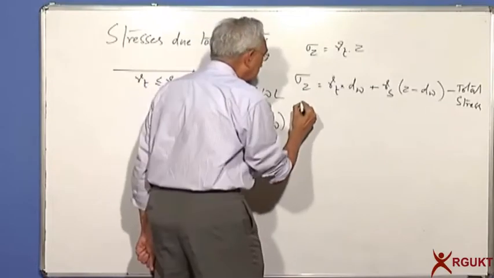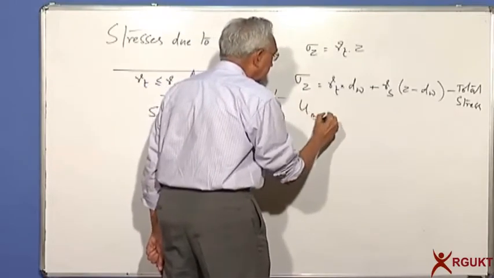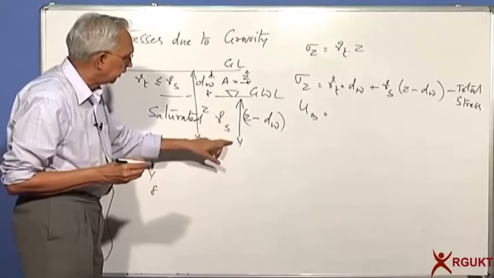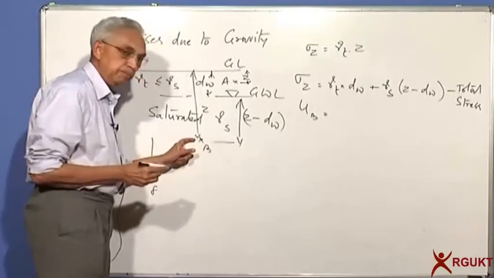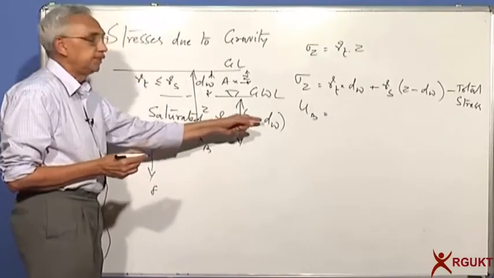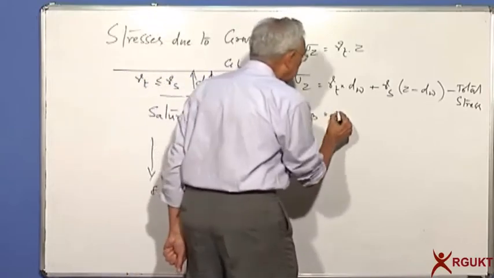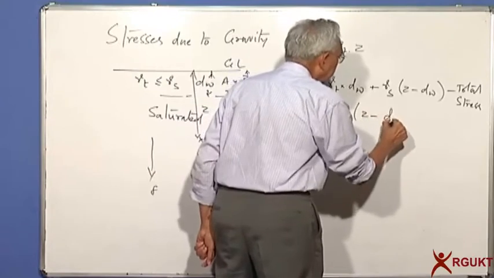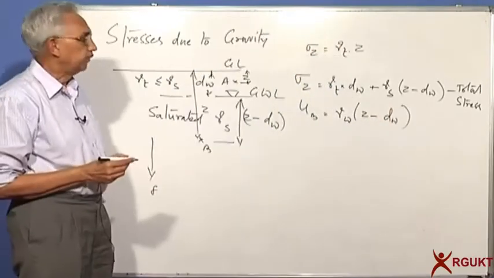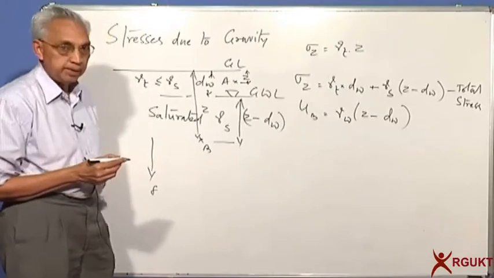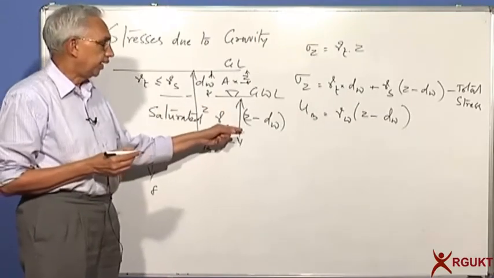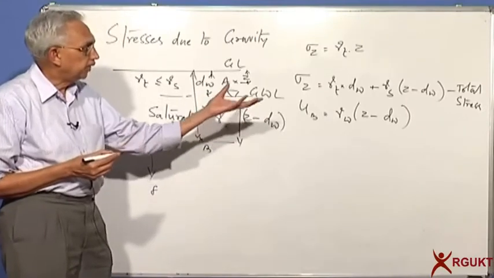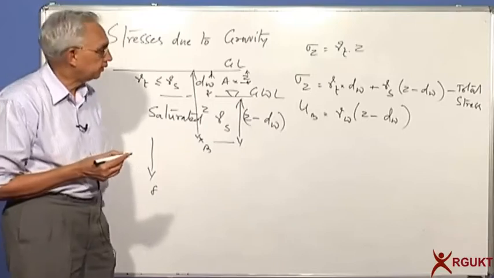What will be the pore pressure at the point B? You can see that the water level is at depth dW from the surface. So with respect to the point B, the height of water level is Z minus dW. So pore pressure will be equal to unit weight of water into Z minus dW. That's how we calculate the pore pressure at point B, because the water table is at a height of Z minus dW. So pore pressure is straight away equal to unit weight times the depth or elevation of the water table.